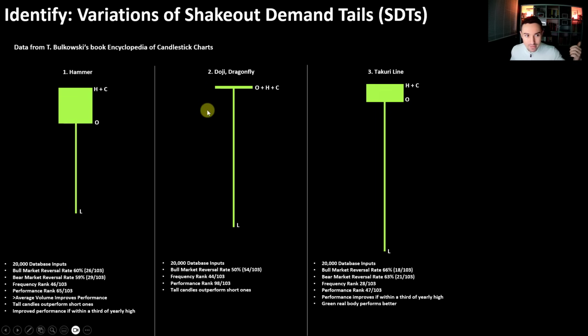So they're hammers, they are doji dragonflies and takuri, I think that's how you pronounce it. My Japanese isn't very good, okay, takuri lines as well. So this is data from Thomas Bulkowski's book, The Encyclopedia of Candlestick Charts. I'm even going to put a laser pointer on. There we go. So these are shakeout demand tails.